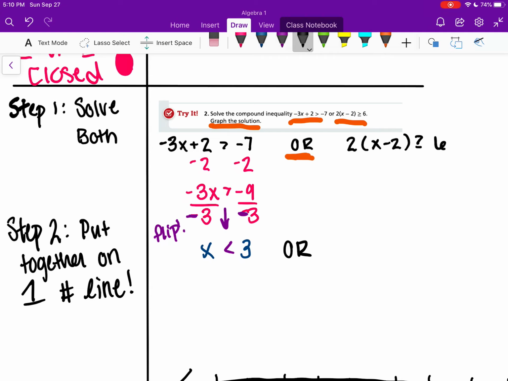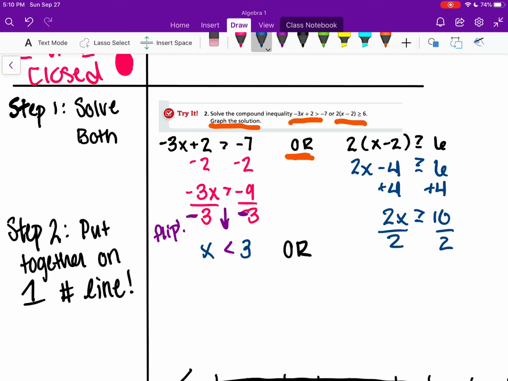Now I'm going to solve the second equation. I'm going to distribute that 2 and I'll have 2x minus 4 is greater than or equal to 6. Let me add that 4 to get that x by itself. And I've got 2x is greater than or equal to 10. If I divide by 2, now I'm not dividing by a negative number. I don't have to do anything weird with this. This stays normal. X is greater than or equal to 5.